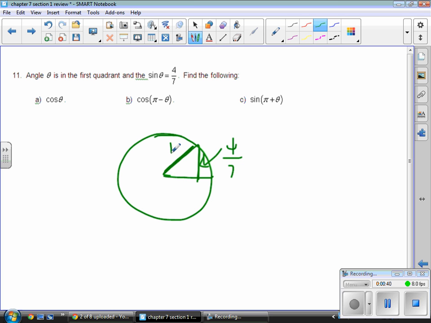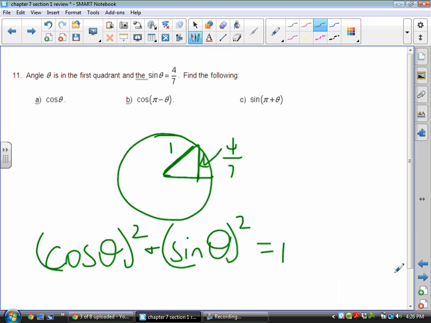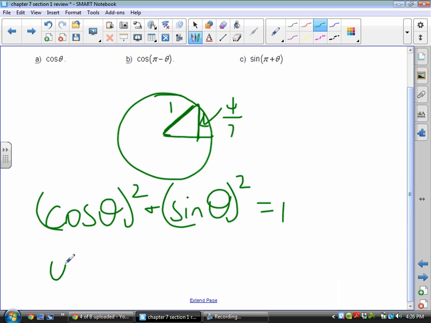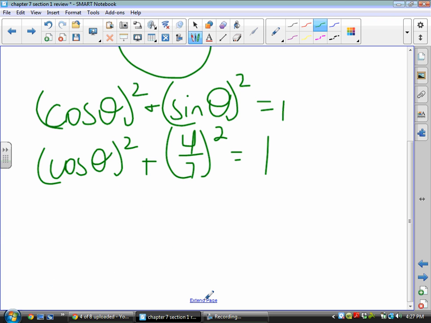We're going to use the Pythagorean identity of cosine of theta squared plus sine of theta squared equals 1 to solve this. So we're going to find cosine, what we don't know, plus sine squared, which was 4/7. Do not change that into a decimal. Don't you dare even think about it. I want to keep it as fractions. It's the most exact answer I'm ever going to get.